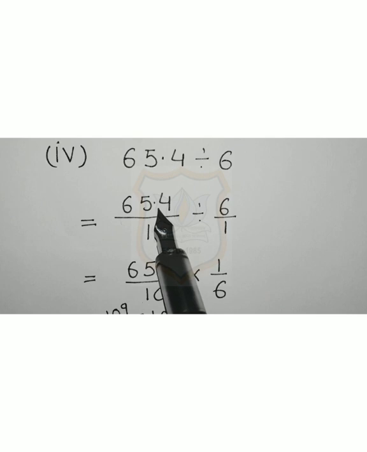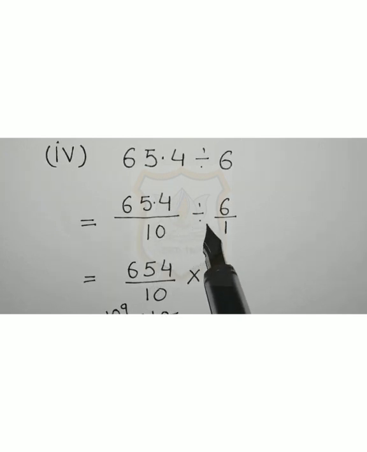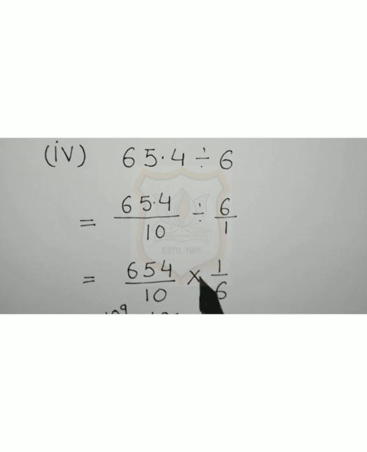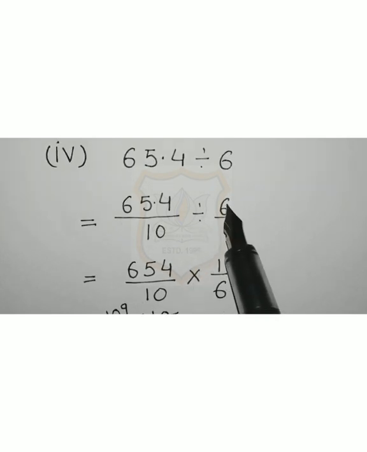To remove the decimal from 65.4, we will just put 10 as a denominator, because in 65.4 the decimal is after 1 digit, that is after 4. So 65.4 upon 10. And then we will solve this division by converting it into multiplication, and the reciprocal of 6 upon 1 will be taken. So 654 upon 10 multiplied by 1 upon 6, because the reciprocal of 6 upon 1 is 1 upon 6.